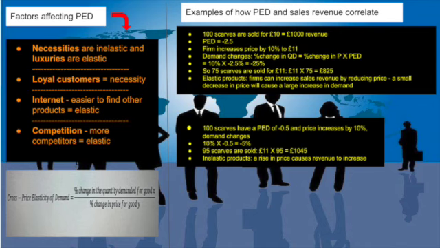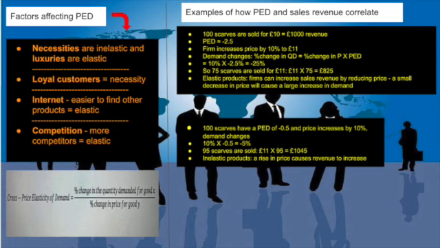Loyal customers is another factor affecting the PED. The more loyal they are, the more of a necessity the product is to them. Again, the internet makes it easier to find other products, so it makes the product more elastic. And then competition, more competitors, more elastic, which kind of ties into the internet. So whether the product is a necessity or luxury, loyal customers, the internet, and competition are factors affecting PED.